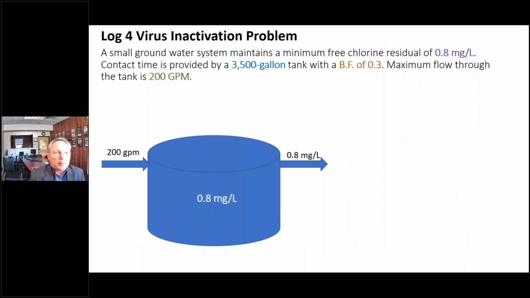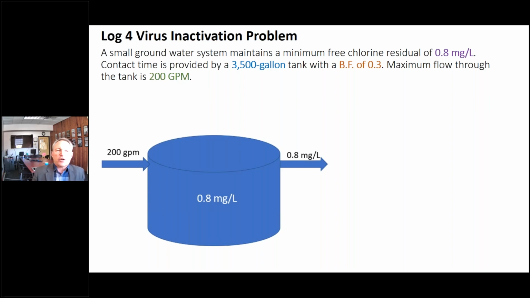We'll walk through a problem here for 4-log virus inactivation. So we have a small groundwater system, and it maintains a minimum free chlorine residual of 0.8 milligrams per liter. And we have this 3,500 gallon tank that we're using for chlorine contact time. It has a baffling factor of 0.3, and the flow through the tank is 200 gallons per minute.